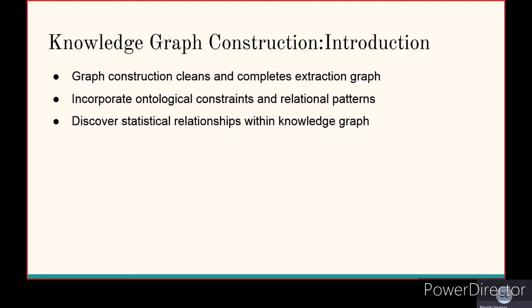And there are instances where the extracted knowledge is ambiguous and incomplete, with missing relationships, missing labels, and missing entities, and also inconsistent with other entities. Graph construction cleans and completes the extraction graph and incorporates ontological constraints for the missing information and also incorporates statistical relationships within the knowledge graph.